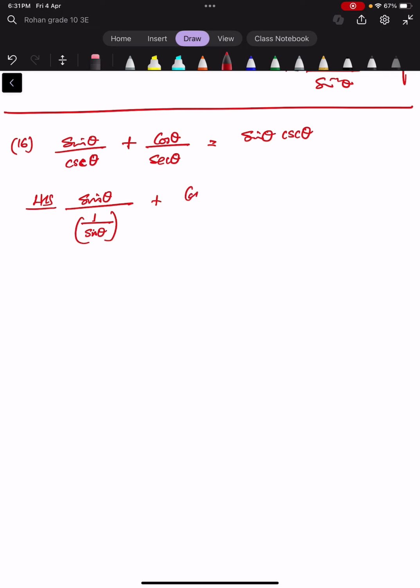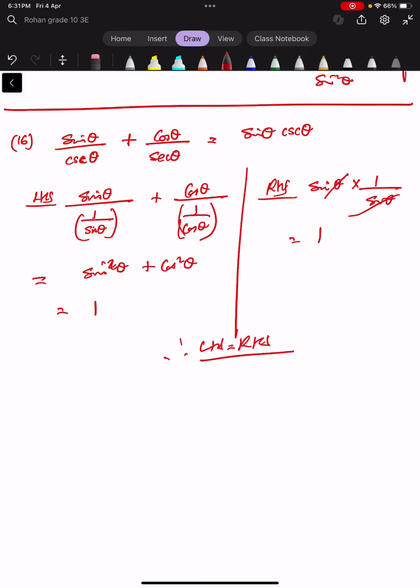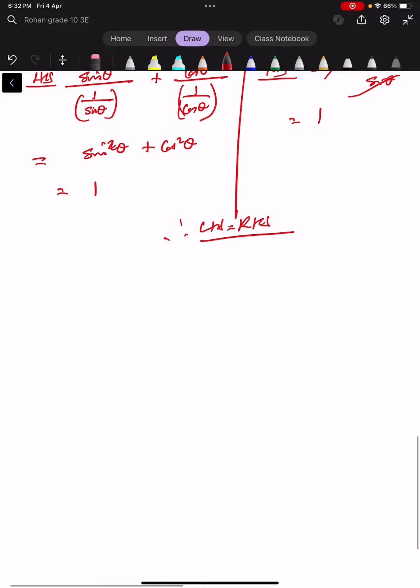Then cos theta upon sec theta, sec is 1 over cos theta, so it's cos squared. So sine squared theta plus cos squared theta, which is equal to 1. Take the right-hand side. What's your cosec? 1 upon sine, so they cancel. So 1. The left-hand side is equal to the right-hand side. Nice, I'm actually understanding. It's not that hard at all. Next.